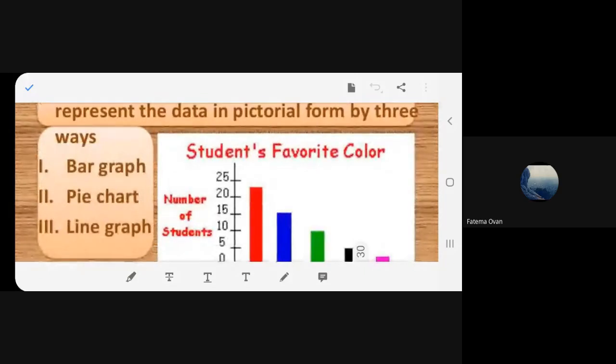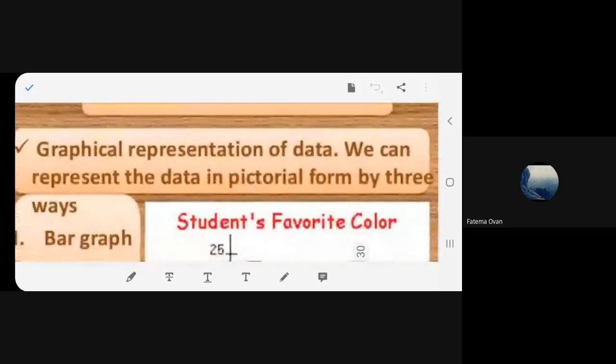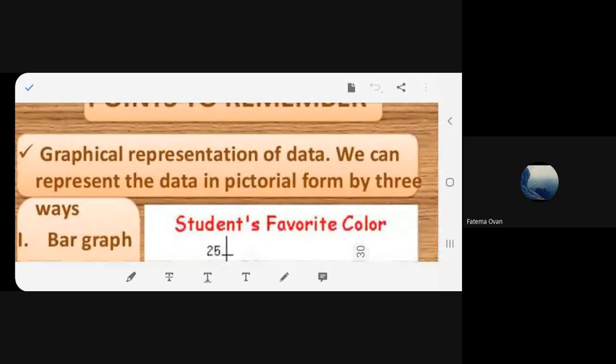Good. Now, how do we show the distance traveled and the speed? How can we show that? By showing data, and this data can be shown pictorially, by picture. What is pictorial? Picture. Got it now? From pic it has come pictorial. Three ways. What are the ways?